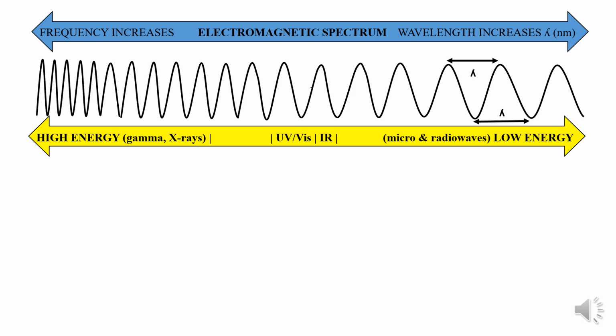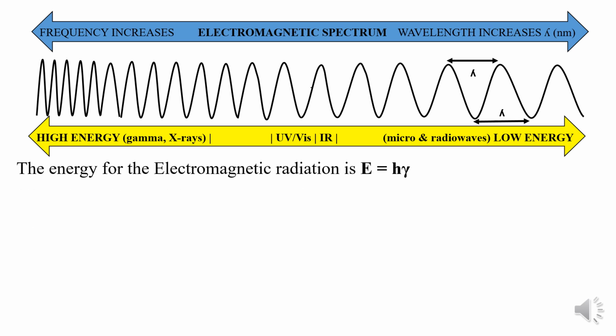And what about the frequency? Now frequency increases as you move from low energy radio waves towards the high energy gamma rays. And conversely, when you move from high energy gamma rays to low energy radio waves, the frequency decreases.